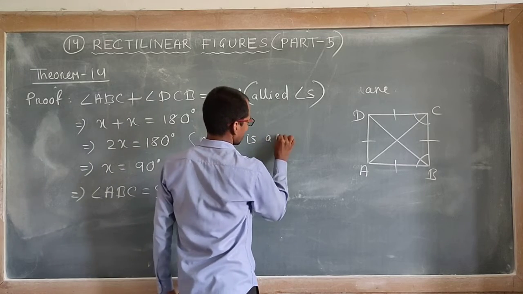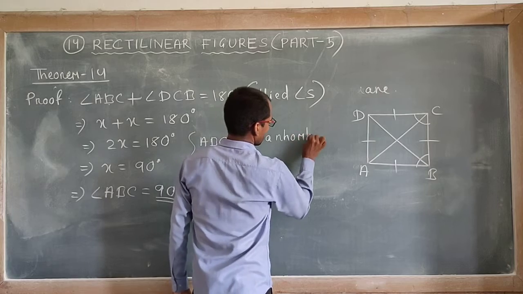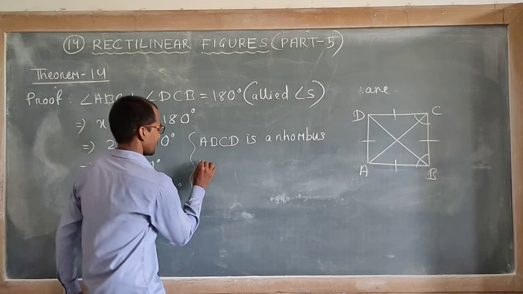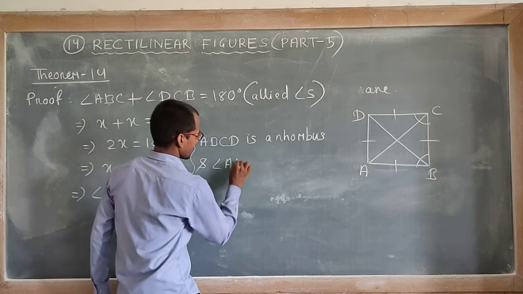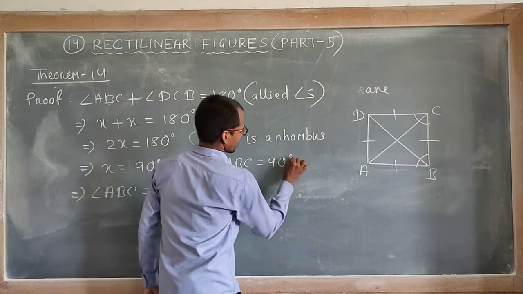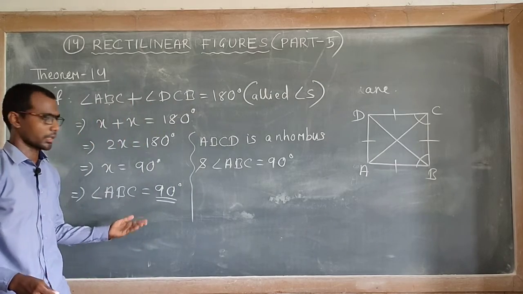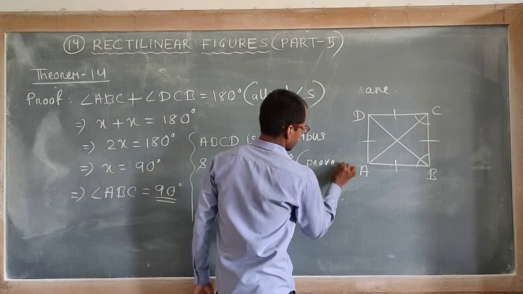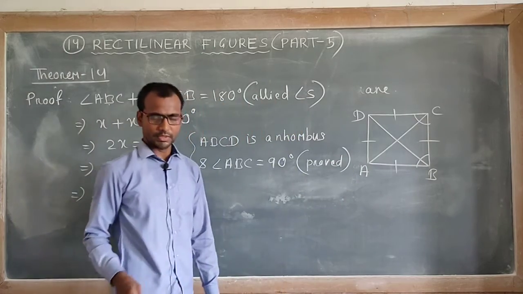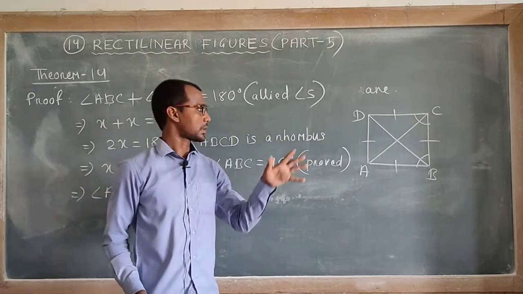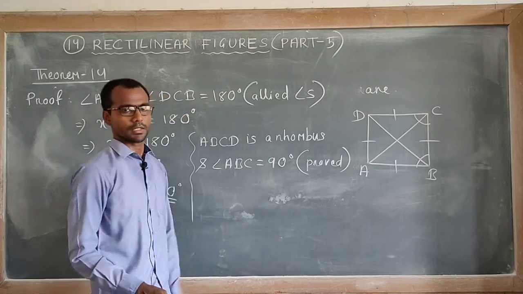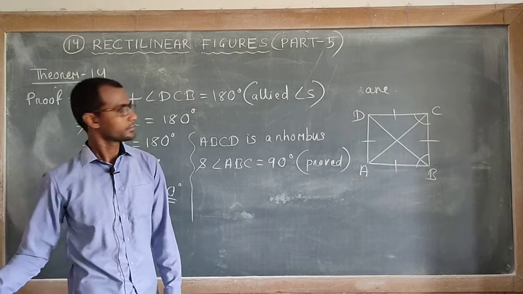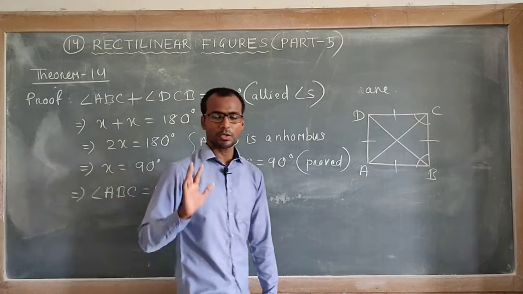So now we can write: ABCD is a rhombus. This is given. And angle ABC is 90 degree. Just now we have proved. If it is a rhombus and one angle is 90 degree, then it should be a square. So ABCD is a square.